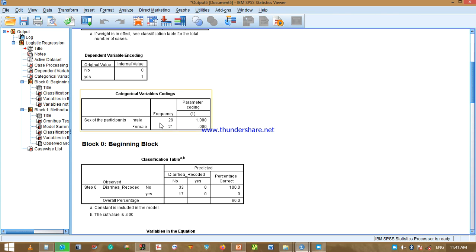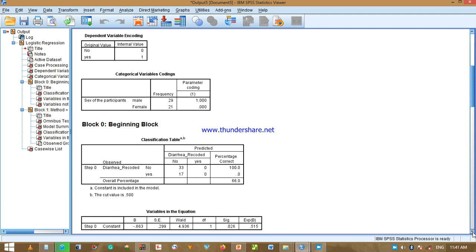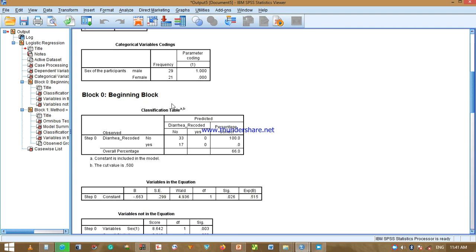The next one is categorical variable coding, how the categorical variable was coded. As you can see, the coding parameter, male is 1 and female is 0. This means the one labeled with 0 is the reference. So we are going to compare male against female in terms of the probability of getting diarrhea. Now, the next one is what logistic regression does: it gives 2 types of models. One is the beginning model, or block 0, and the second one is block 1.